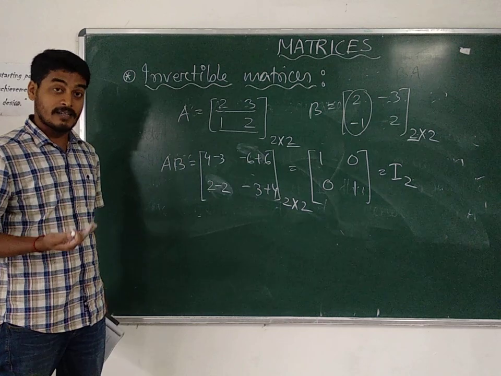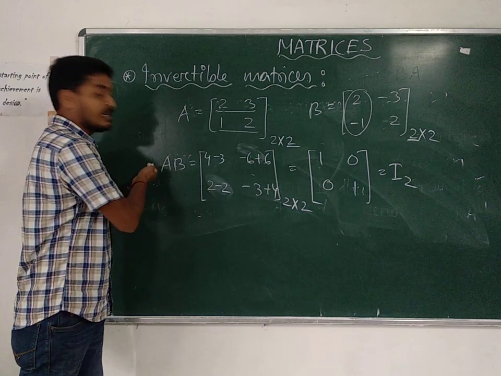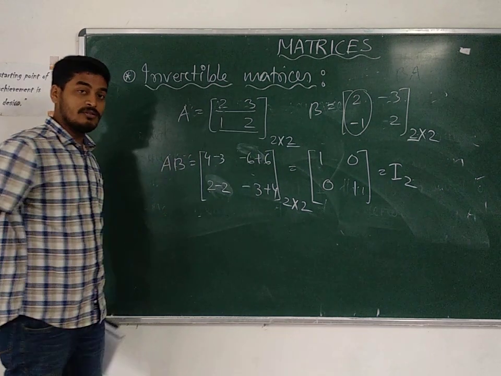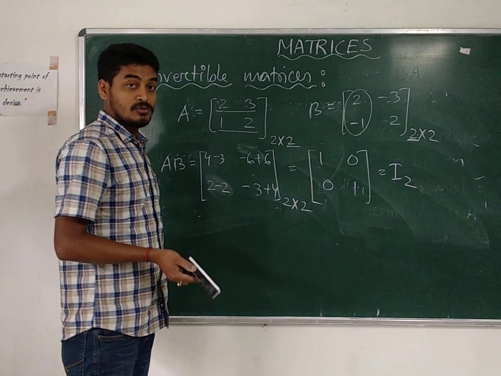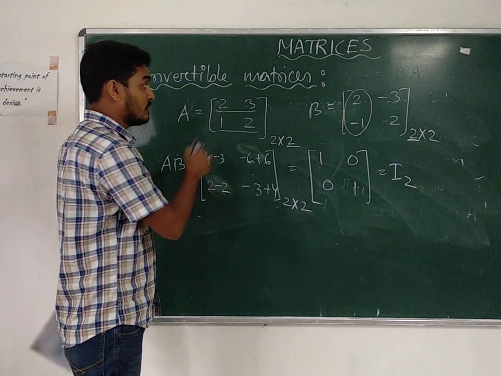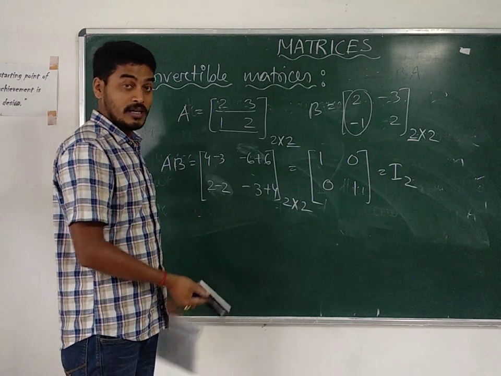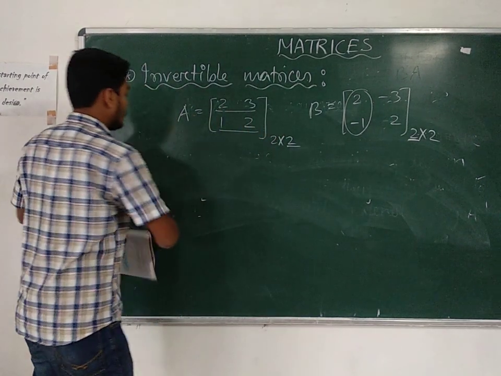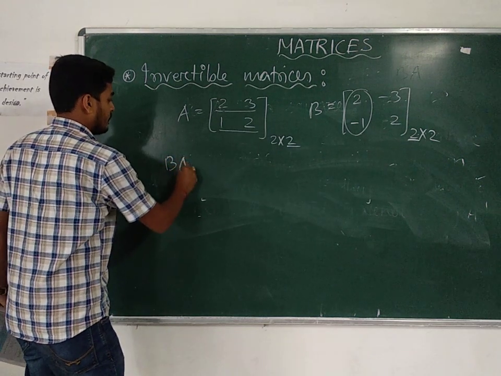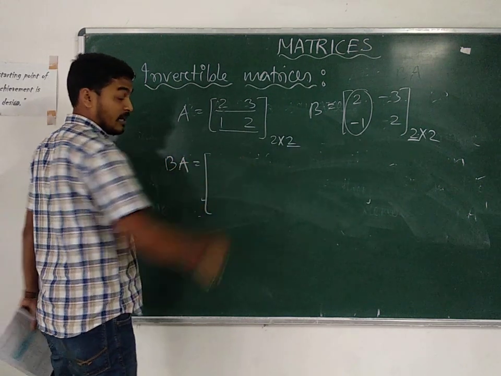That means there is a probability that the matrix B is the inverse of A, or A is the inverse of B. Let us try to find out. We have to check BA also. Both conditions should be satisfied: AB as well as BA should be equal to an identity matrix. Let us find the value of BA. Obviously BA also exists because they are of the same order.